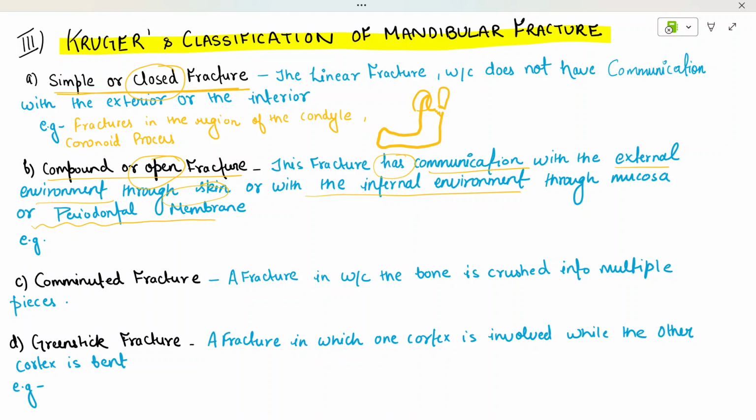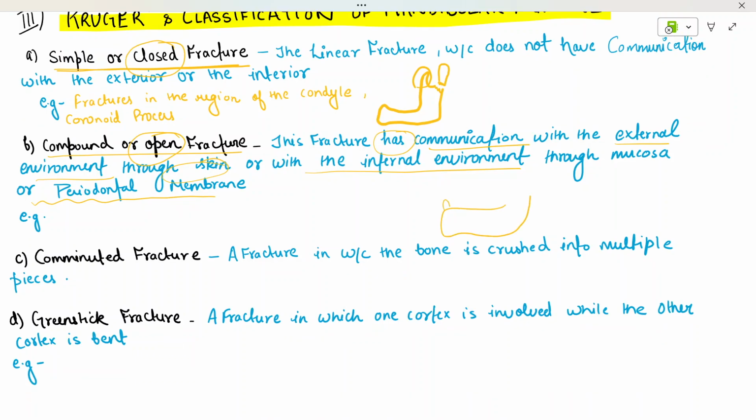Now, in order to understand this, let me show you the fracture of the dentate segment. These are the central incisors, lateral incisors, canine, premolars, molars. The rest I'm not drawing. Now, if the fracture occurs somewhat like this, then this type of fracture is a compound or open fracture.